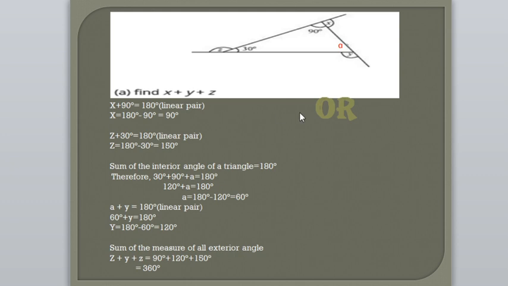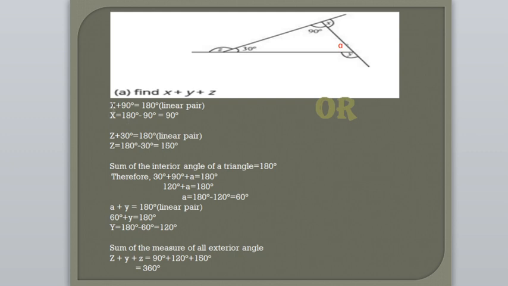Now the same question I have taken with an OR option to understand with another method. In this method, first we will take out the exterior angles, as two interior angles are given, and then we will find this third interior angle, and then we will take out the value of exterior angle y, and then we will add all exterior angles and find the value of x plus y plus z.